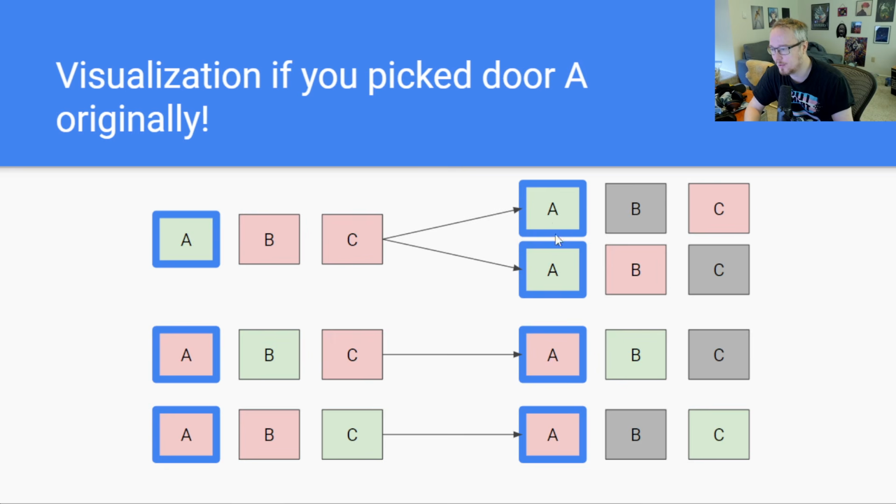Note that in this scenario, we want to stay with our original pick of door A because it has the sports car behind it. If we switch to door C in this world or door B in this world, we will get a goat instead of a sports car. And that will, I guess, make us sad. I don't know. Lovely goat.